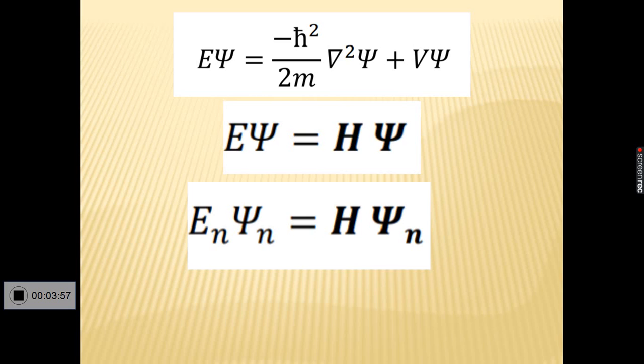So when we solve the Schrodinger equation in time independent form, we get different values for energy, and corresponding to each energy we get different values for the wave function.